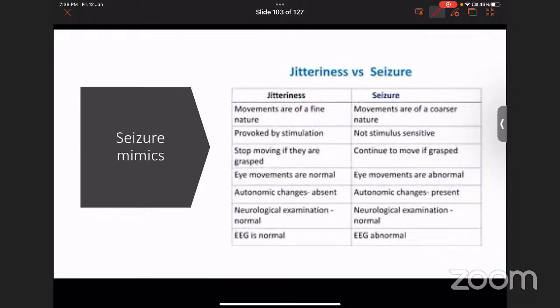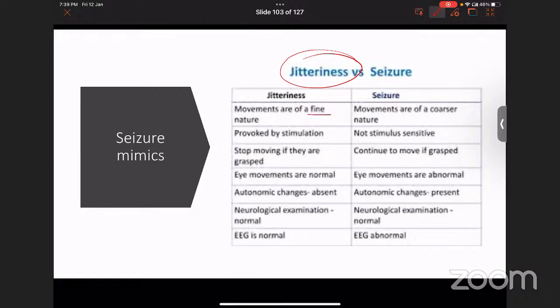But if there is any clinical seizure, with some kind of rolling of eyes, pedaling, lip smacking, but on doing EEG you find there is no seizure activity, then that is a clinical-only seizure. In many scenarios, it has been found this clinical-only seizure is most commonly a seizure mimic. One of the most common seizure mimics is jitteriness. How to differentiate jitteriness versus seizure?